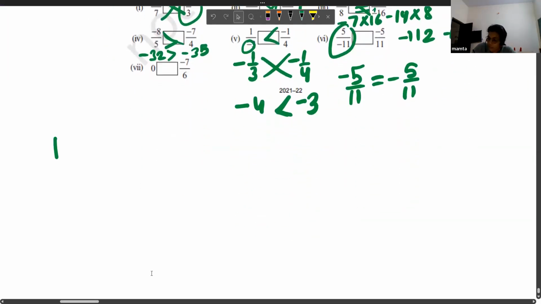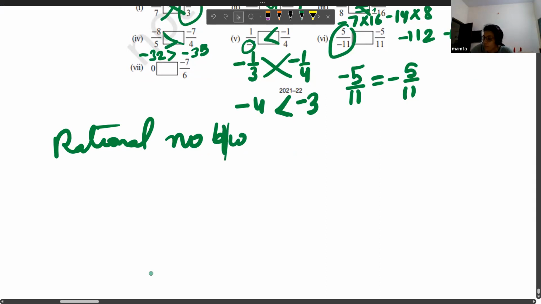So write down the next heading, rational number between. B dash W. It is the shortcut of between. Okay. Between two rational numbers.